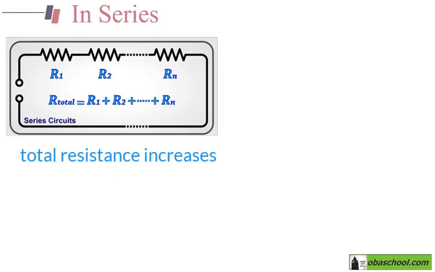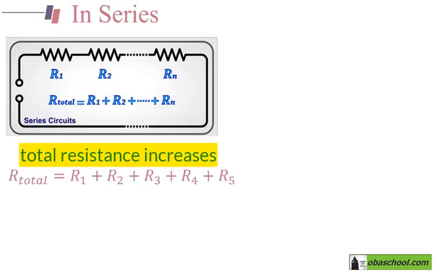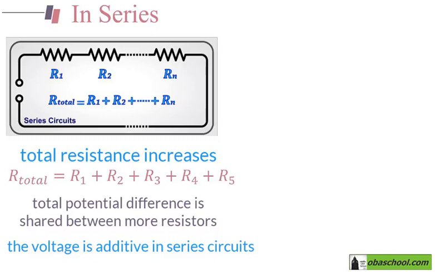So, the total resistance in series connection is equal to the summation of the resistance of each component. For example, if there are 5, the total resistance is equal to R1 plus R2 plus R3 plus R4 plus R5. By this, the total resistance increases if there are more resistors in series connected in the circuit. Why is this? Because the total potential difference is shared between more resistors. Recall that the voltage in series connection is additive.